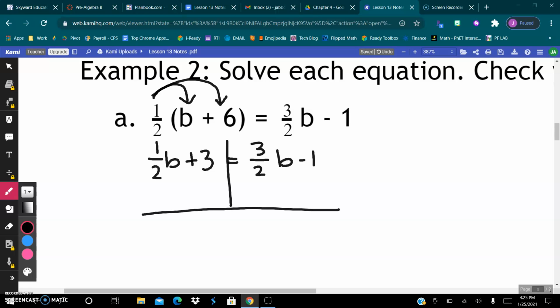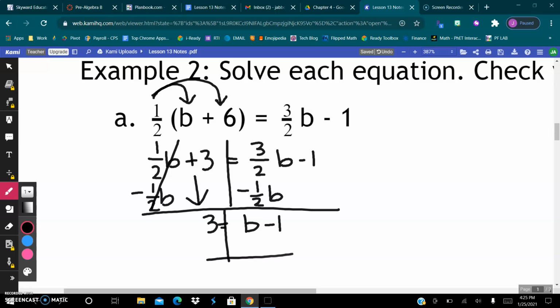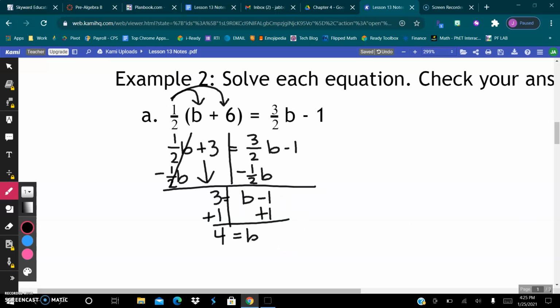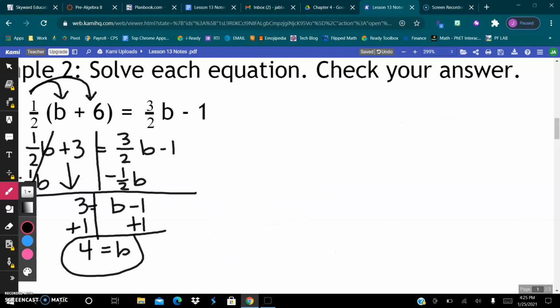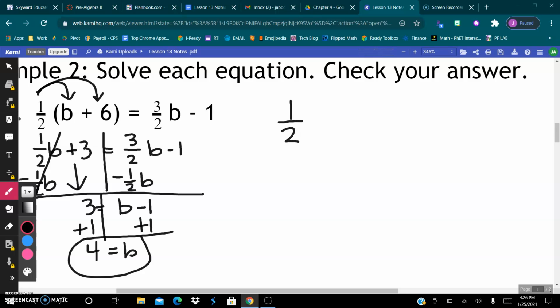Now we have a 1/2 b and 3/2 b. So 1/2 is smaller. So it's positive, so I'm going to subtract it from both sides. So it would cancel here, bring down that positive 3. And 3 halves minus 1 half would be 2 halves, which is a whole. So we have 1b minus 1 left for over here. And then I would have to add 1 to both sides. So 3 plus 1 is 4, and b left on that side. So b is 4 for our answer. And we can plug it in to check that out.